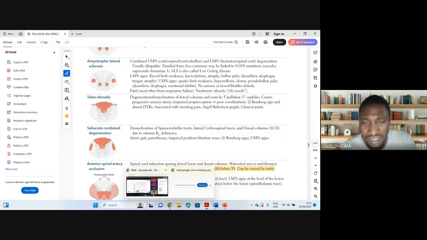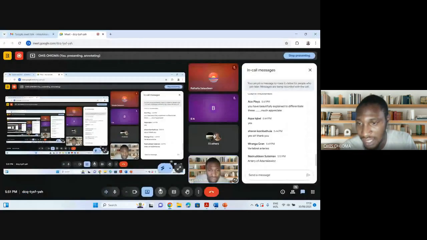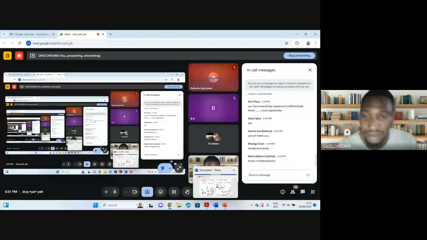I don't know if that answers your questions, Adam. Yes, exactly. Arteries of Adamkiewicz, yes. So Nasiruddin, this is the artery that usually gets injured in aortic aneurysm repair. So the patient will present with loss of spinothalamic tract and corticospinal tract. So I don't know if that makes sense.